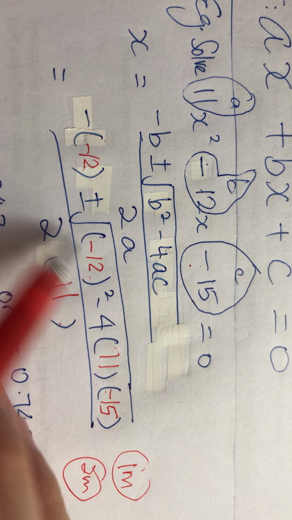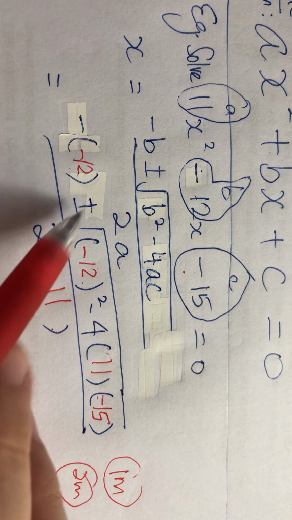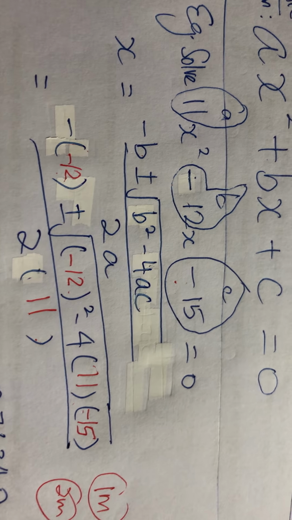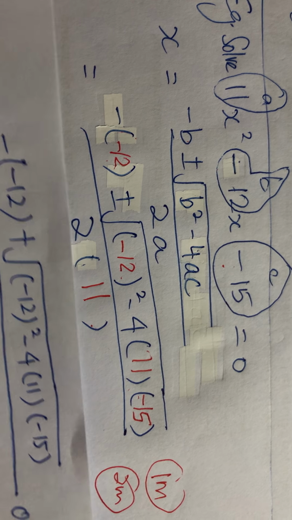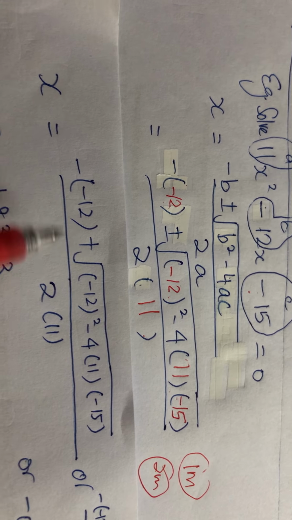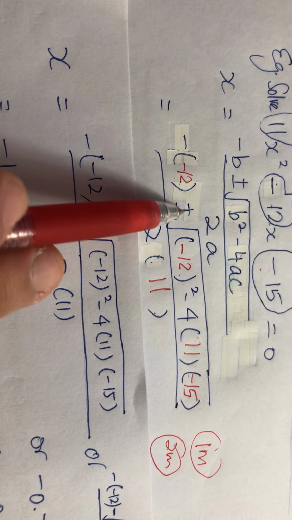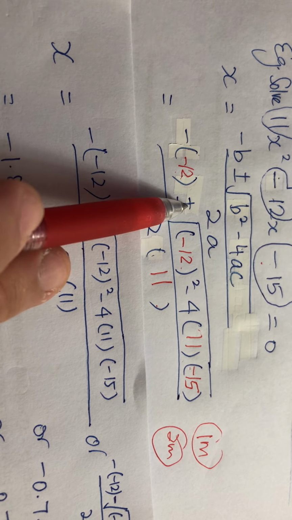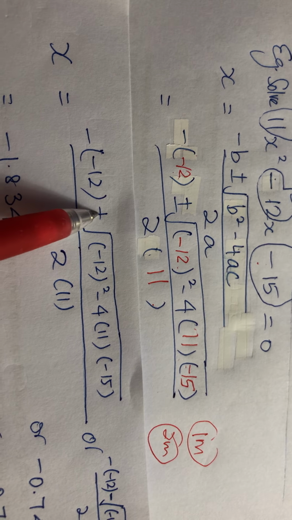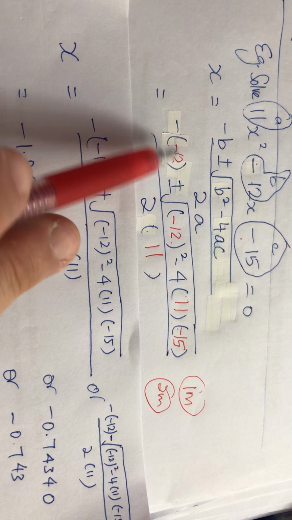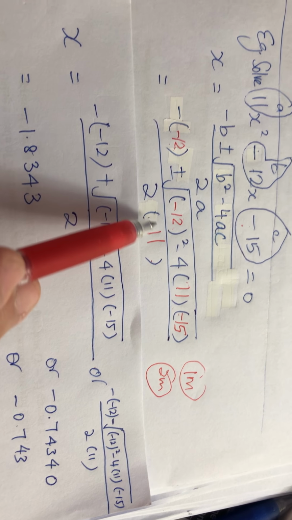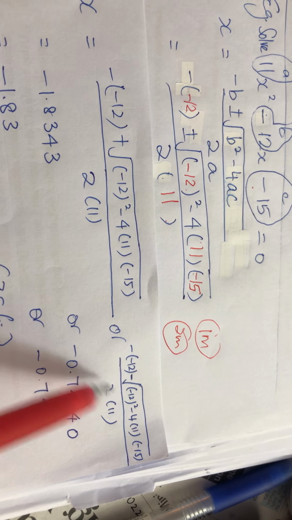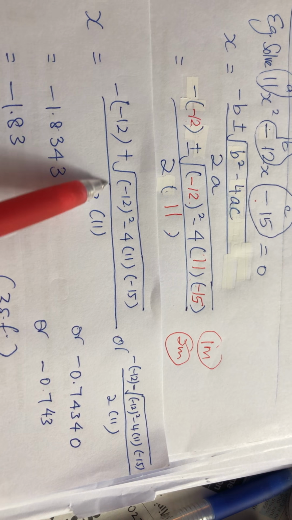Okay, now what does this plus minus here mean? It actually means this. It means that there are two possible values. X can either be minus 12, this whole thing, but this is a positive value, and then you will get one answer, okay? Or it can be this minus 12, minus this whole thing, then divide by 2 over 11. Okay, and then you'll get a different answer from this.